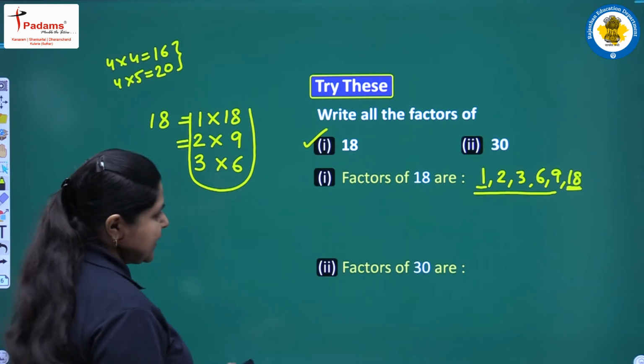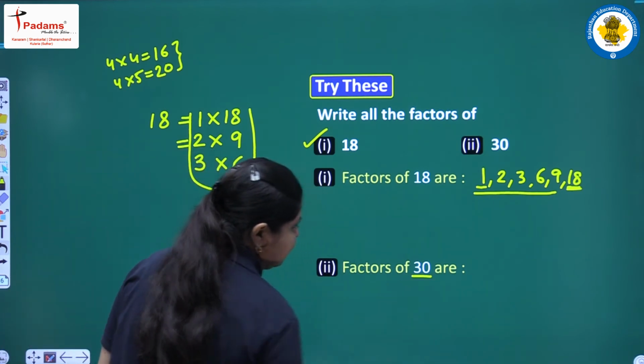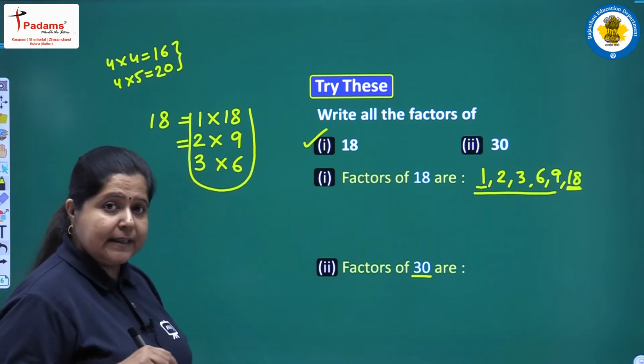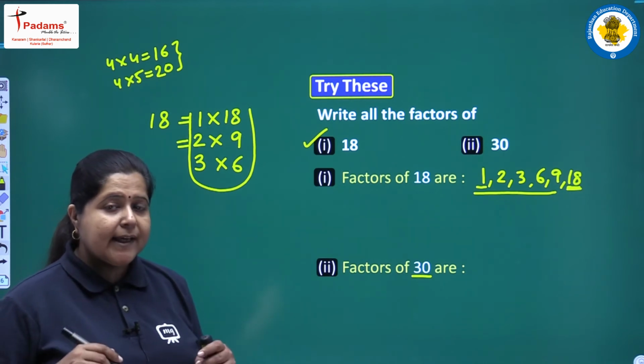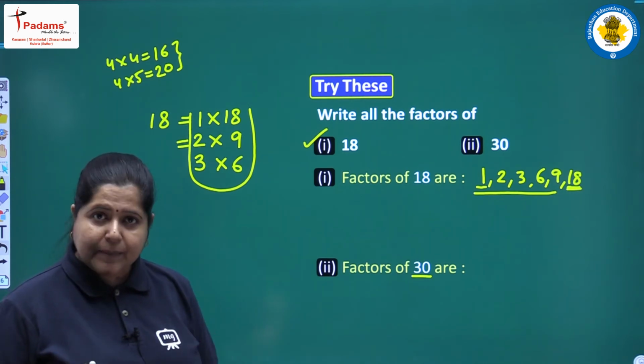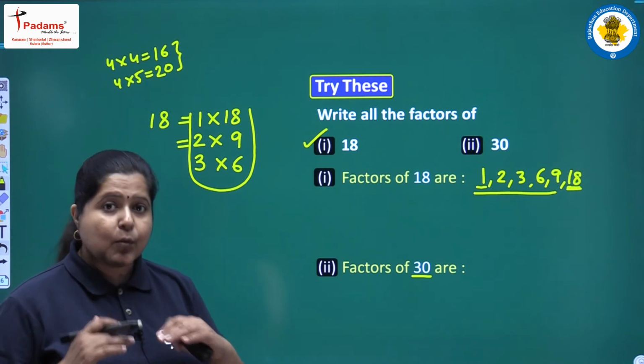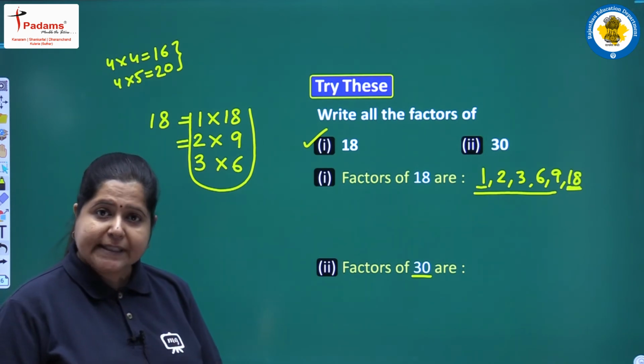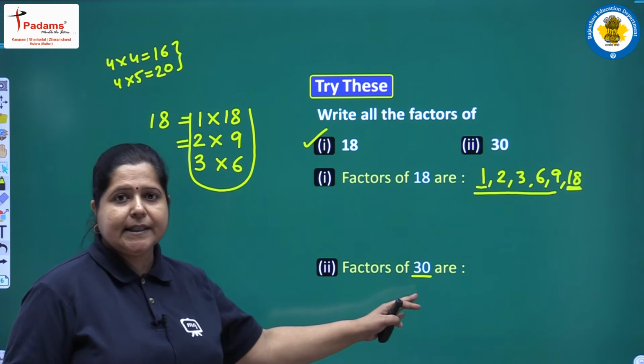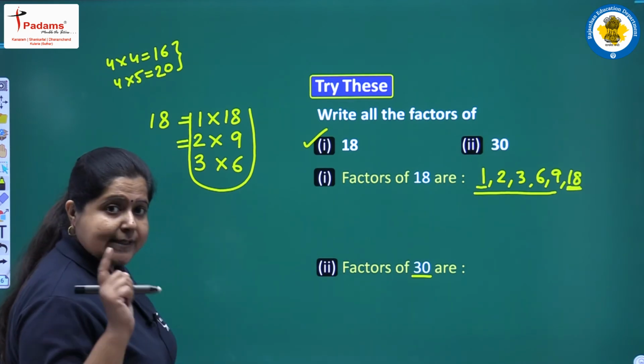We take up one more example, that of 30. We have to find the factors of 30. So again what do we have to think? We have to think about numbers, smaller parts, such that when we multiply them we get 30 back. We start with the table of 1.